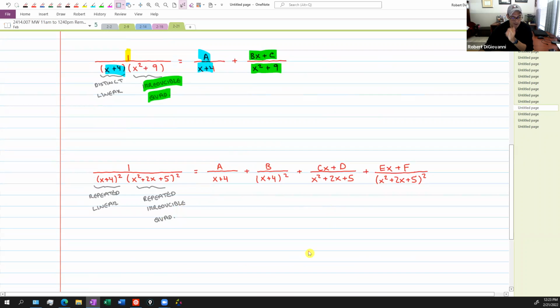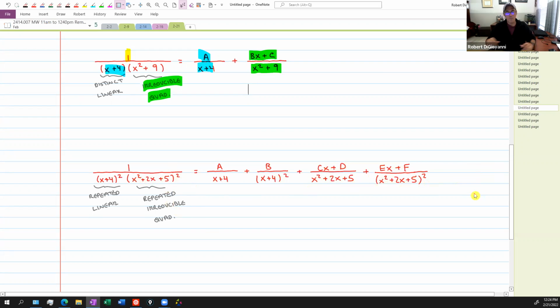And then here's a couple of things happening. We have a repeated linear factor. It's squared. So I need to do A over this, then B over that squared, and that's where I stop. And then this is an irreducible quadratic repeated, it's squared. Because it's irreducible quadratic, I have to put a linear expression over the irreducible quadratic, then another linear expression over the irreducible quadratic, but this time squared. And if it was cubed, I would do another linear expression on top over the irreducible quadratic cubed.